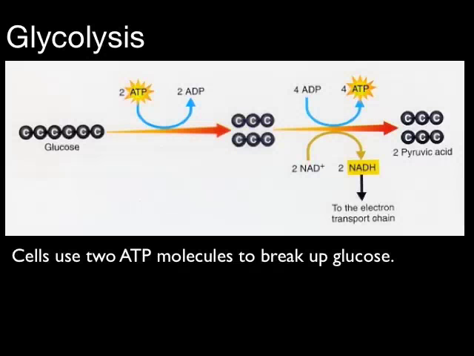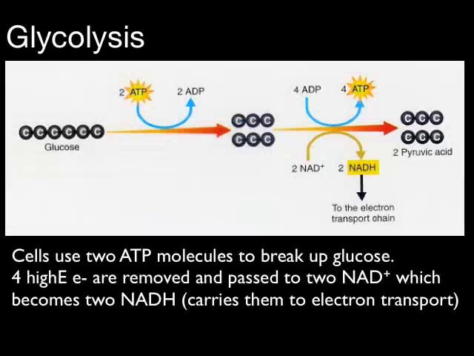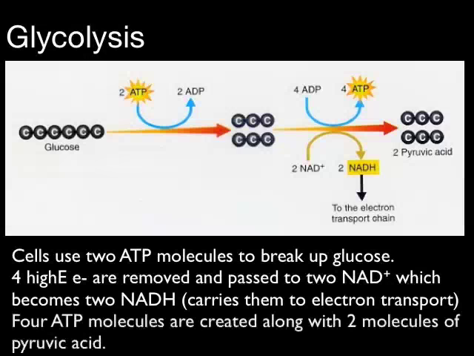Before glycolysis can begin, you have to eat something. When you eat food, your body uses enzymes and other chemicals to break down that food to get to the sugars. Once your body has extracted the glucose, your cells use 2 ATP molecules to break down that glucose. During this process, 4 high-energy electrons are removed, and they get scooped up by NAD, which quickly becomes NADH.